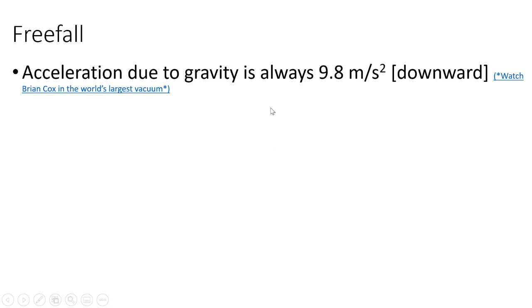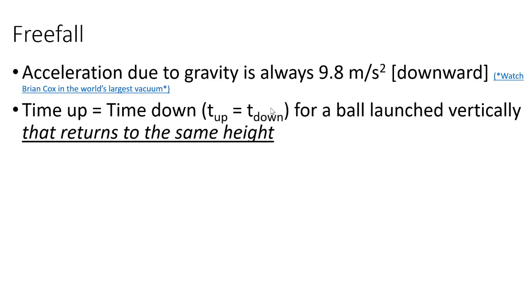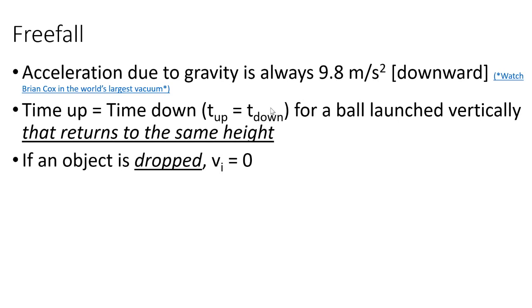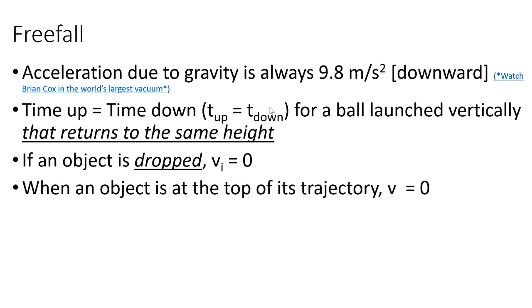So acceleration is always 9.8 meters per second squared. Time up is going to equal time down for a ball launched vertically, and that's for a ball to return to the same height. If an object is dropped, we'll just be mindful of that wording, then our VI, or our initial velocity, is 0.